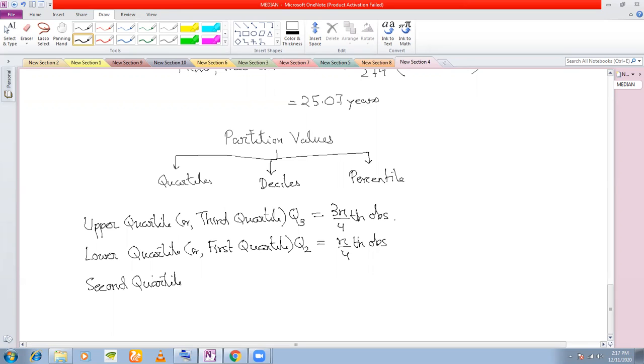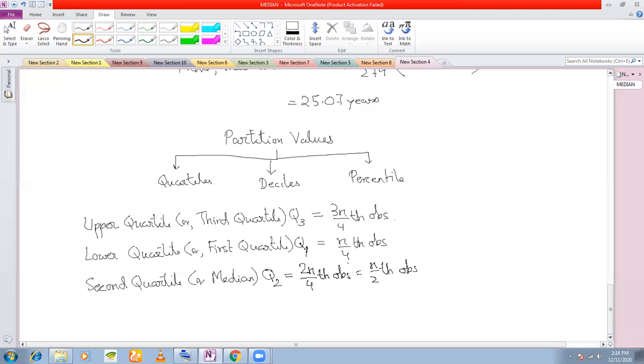If you remember, Sumit, I told you in class 10 that median is also called the second quartile, right? Yes. This is denoted by the first quartile. Sorry, I've written Q2. This should be Q1. The first quartile, or lower quartile, is Q1. And you have your second quartile as your median. This is also denoted by Q2. This is actually the 2n by 4th observation, which we write as the n by 2th observation. Understood?